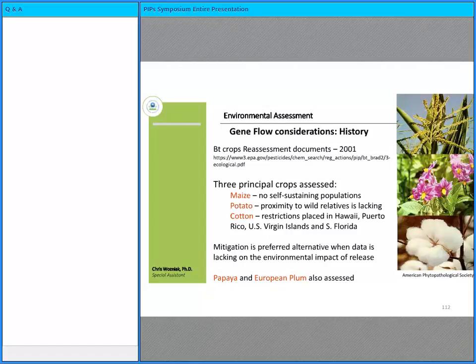Now, I'll point out that mitigation is the preferred alternative when you don't have the data, and that's where we were at in 2001. It has changed somewhat up till now, but we're still to a large degree lacking certain environmental data points. I'll also mention that papaya and European plum have since been assessed for gene flow issues, and again, non-issues there. Those were much more recent, like 2010-11, and the other papaya from the University of Florida was just registered last year, which will expand the range, but again, no gene flow issue.